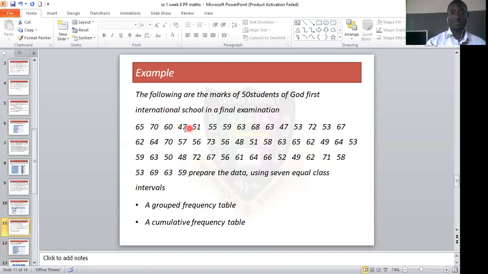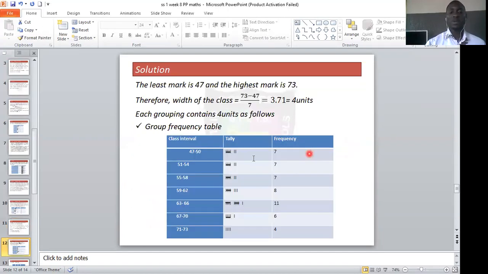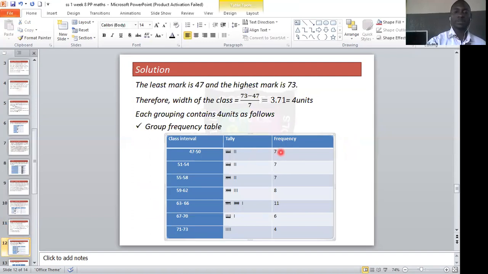Because this is 47, this is 47 again, and this is another one. 47 to 50, 48 is 3, 49 is 4, and 48 is 5, 6. It should be 6 and not 7. The frequency is 6. So this is how you calculate everything to get your interval.